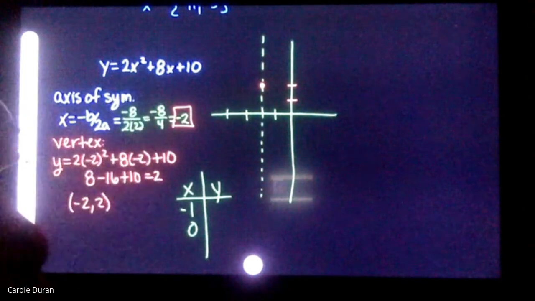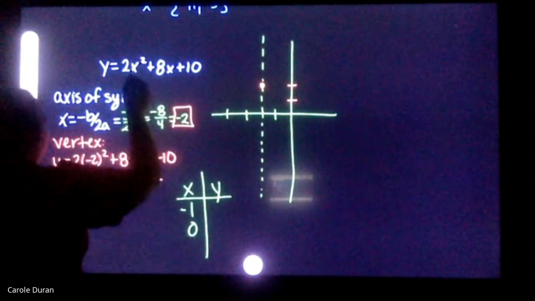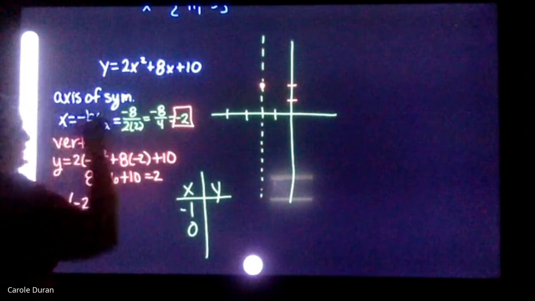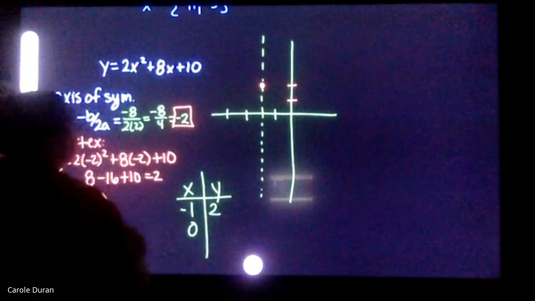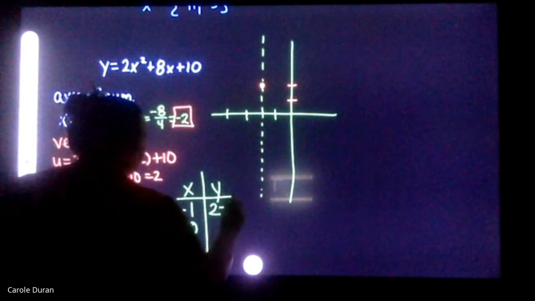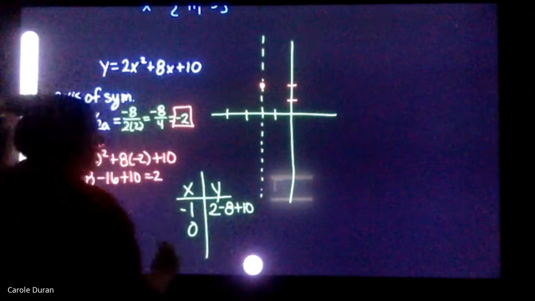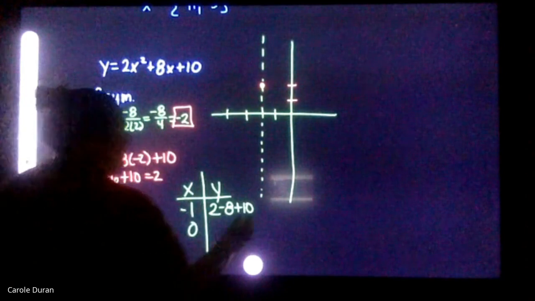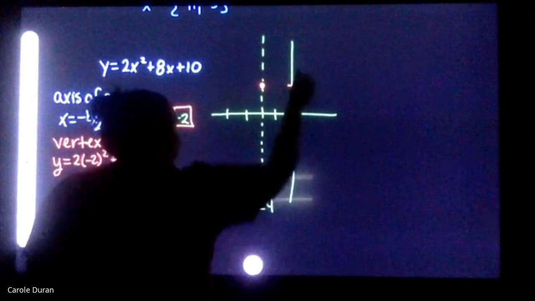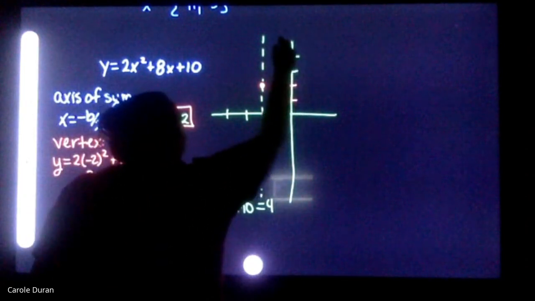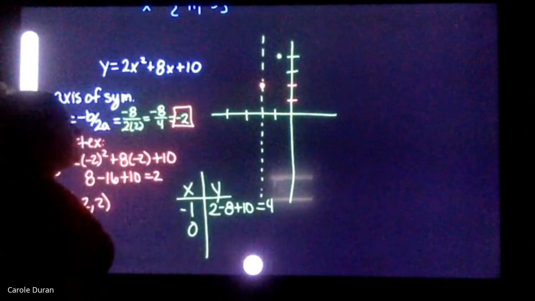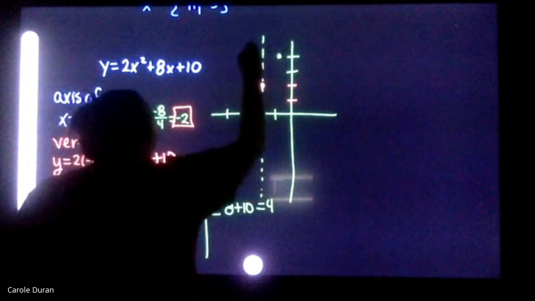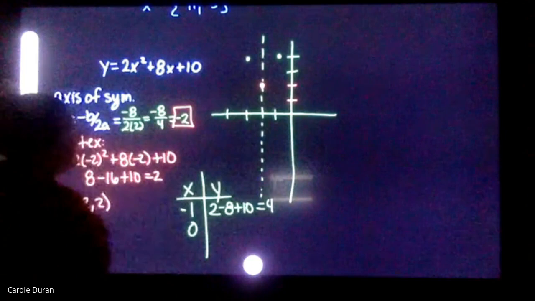I'm going to plug them in for x and I'm going to solve. So now I plug -1 in here. I get -1 squared is 1 times 2 is 2. -1 times 8 is -8, and then plus 10. I simplify that out. I get 2 minus 8 is -6, plus 10 is +4. So -1, 4 is going to be one of the points that I put. And then I find its match on the other side of my line of symmetry.